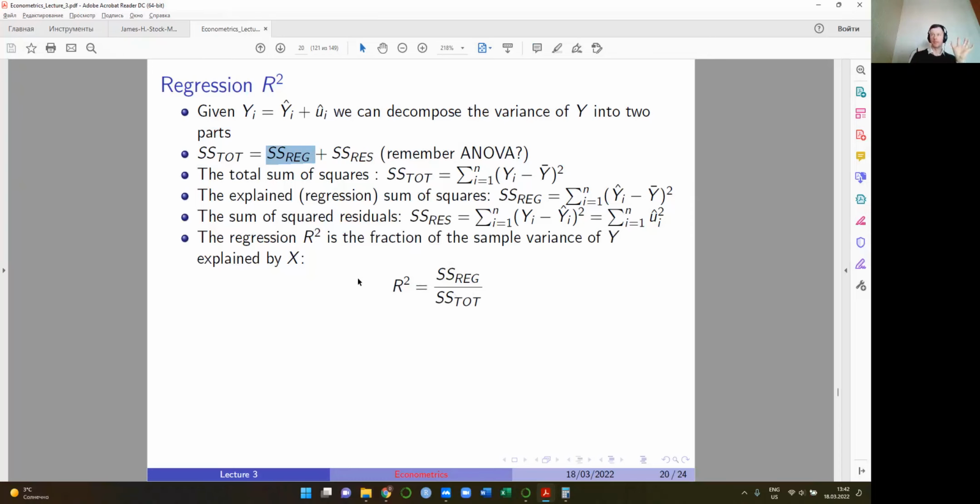So it's not the same. It's not a statistical test. No, it's something different. It gives us this measure, R squared. It is not related to any hypothesis test. Don't confuse these two things.